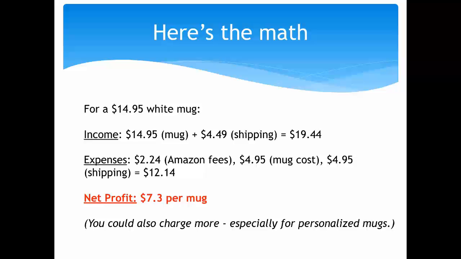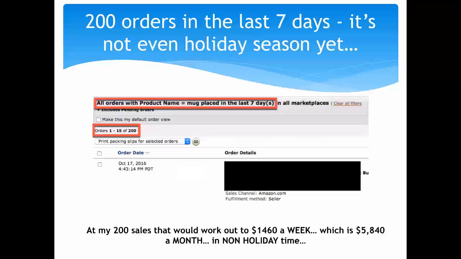That's the minimum, right? You could charge more, as I mentioned, on Etsy. If you're doing those personalized mugs, you can make more money there as well. But $7.30 per mug, not too bad, especially considering you don't have to pay for advertising. Back in October, I pulled a screenshot for a 7-day period in sales. You can see here 200 orders in 7 days, and at 200 sales, that would work out to $1,460 a week, which is $5,840 a month in non-holiday time.